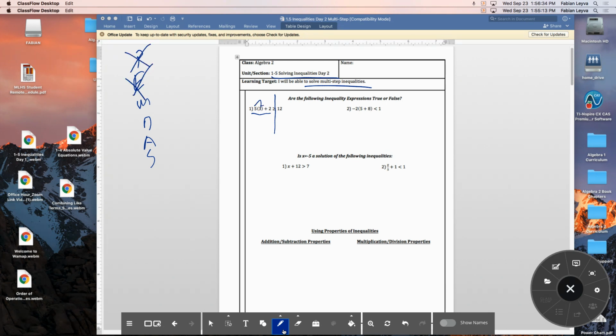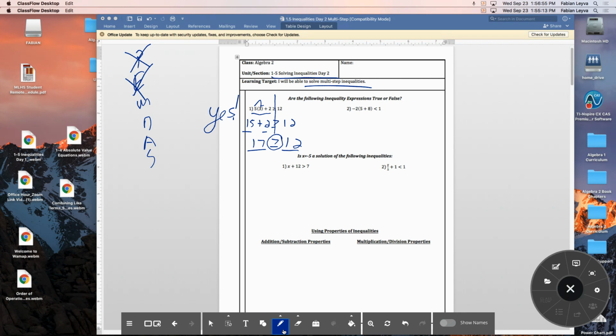So 5 times 3 is 15, plus 2 better be greater than or equal to 12. Now it is my job to figure out what 15 plus 2 is. 15 plus 2 is 17. Now, is this a true inequality? Does it hold true? Is 17 greater than or equal to 12? Yes, so that means this inequality is true. Let's go to the next one.